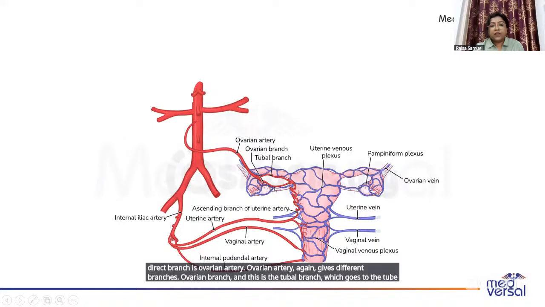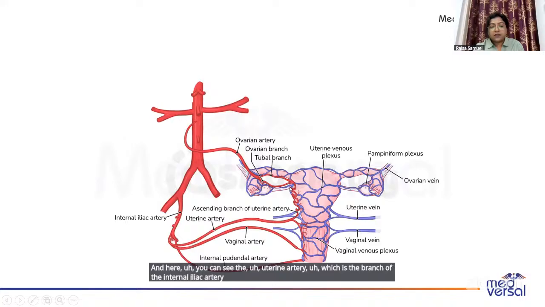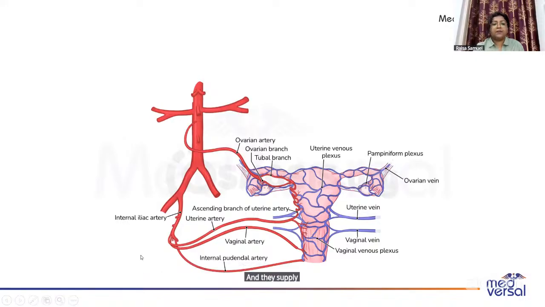This is the ovarian branch, and here you can see the uterine artery, which is a branch of the internal iliac artery. Again, this gives branches, arcuate, spiral, and radial branches. And here you can see the vaginal artery, which is again a branch of the internal iliac, and they supply the vagina.